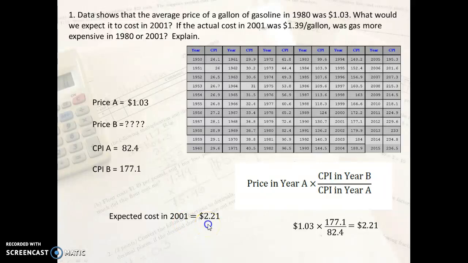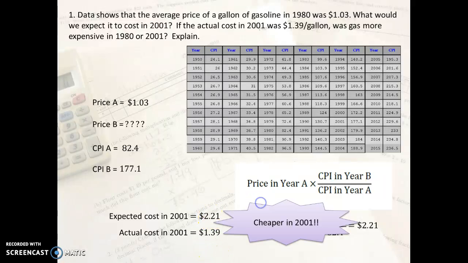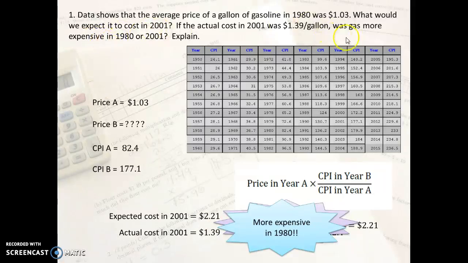If you read the problem, it says, well, actually it cost $1.39. So what's going on here? In 2001, gasoline was actually cheaper. If you look at those 2 numbers, actually it was cheaper in 2001. What's that mean on the flip side? It means that it was more expensive in 1980. And you can read that question, or that helps us answer the question in the word problem up here.